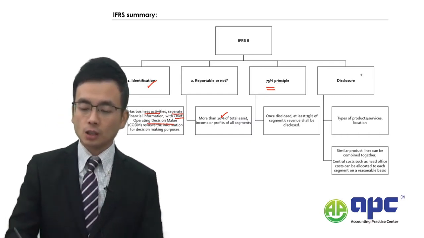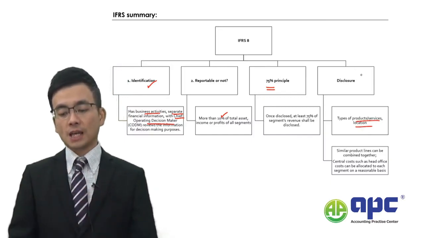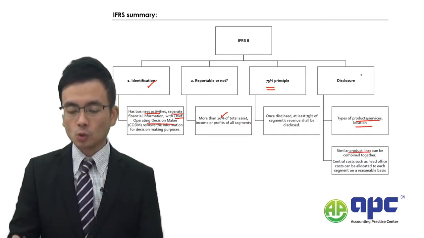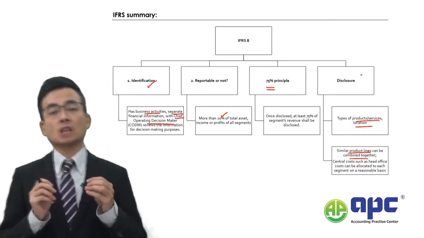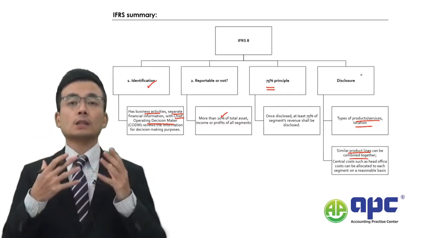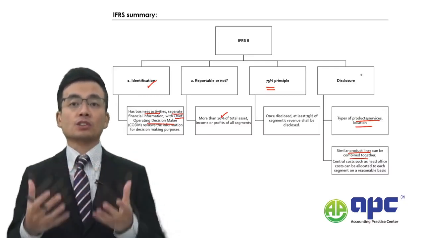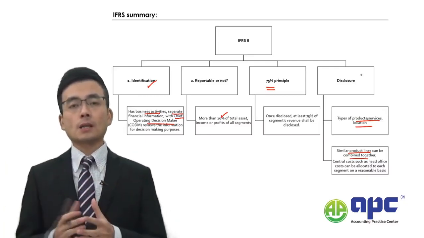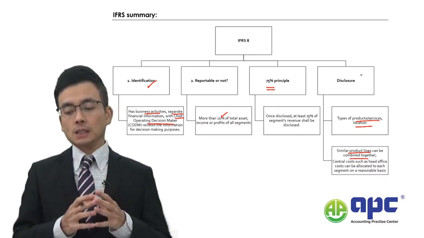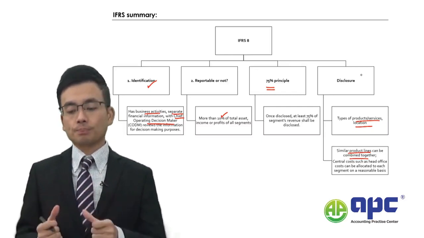For the disclosure, you need to disclose different products or services or the locations of different segments. But for similar product lines, they can be combined together. But there will be certain rules. For example, if you're selling similar products to a similar customer base, for example targeting men, targeting women, targeting businessmen, and so on, yes, you can group them all together. But there'll be strict rules that should be applied.